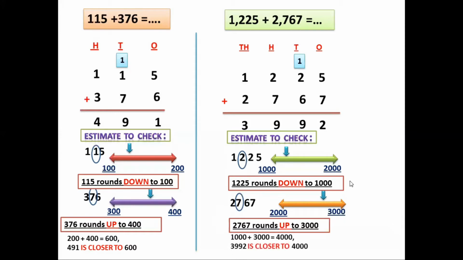Now we will add these two numbers, 1000 and 3000, in your head. And then we will find that 1000 plus 3000 equals 4000. And 3992 is close to 4000. So our answer is right.